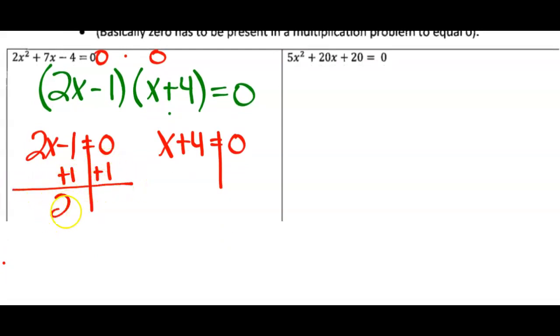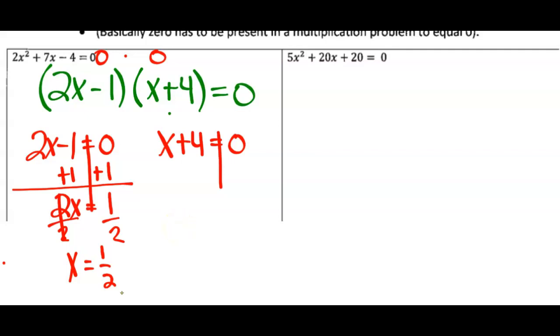And I'm going to get 2x equals 1. What am I going to do to get the x by itself? Divide both sides by 2. And I get x equals 1/2. That's one of my solutions. What's my other solution? Could you calculate that?